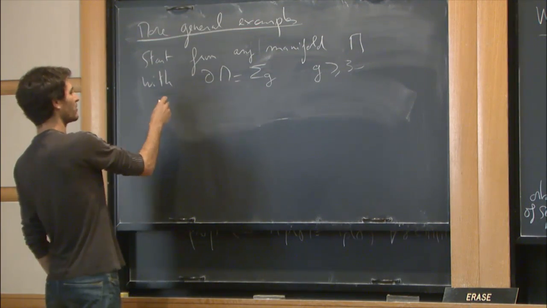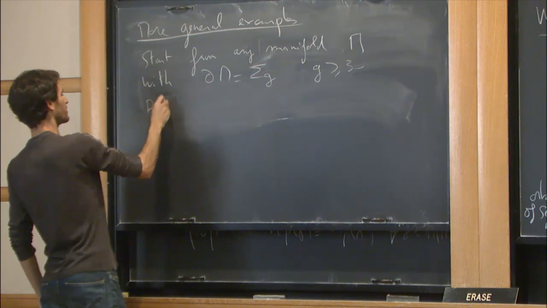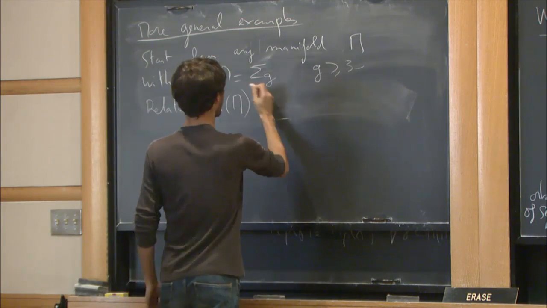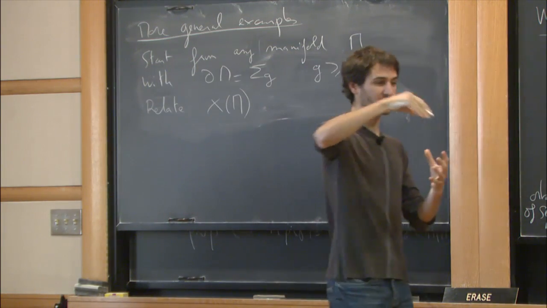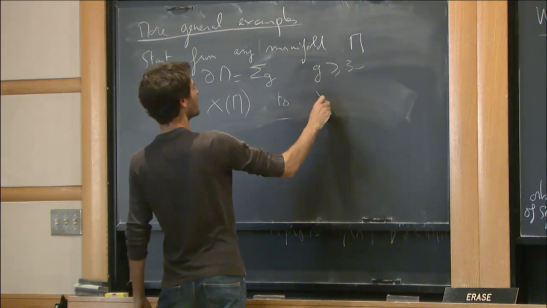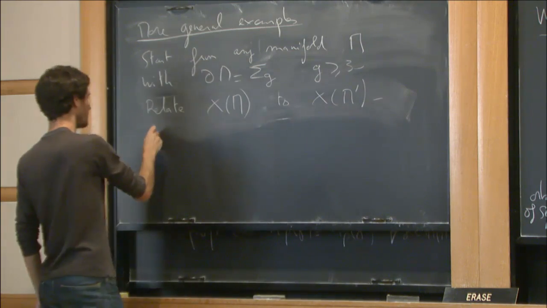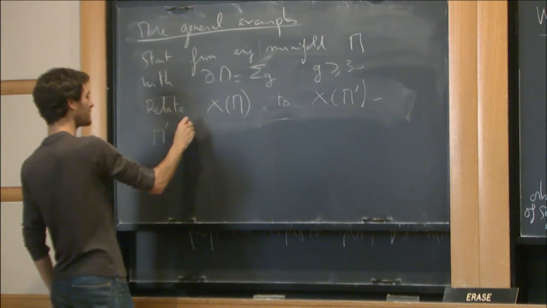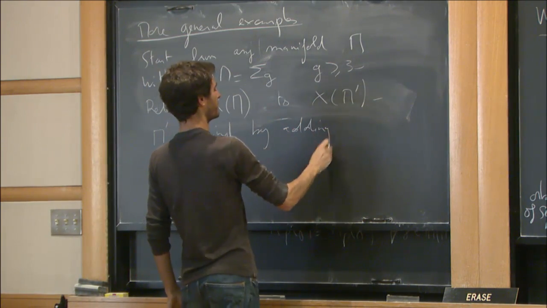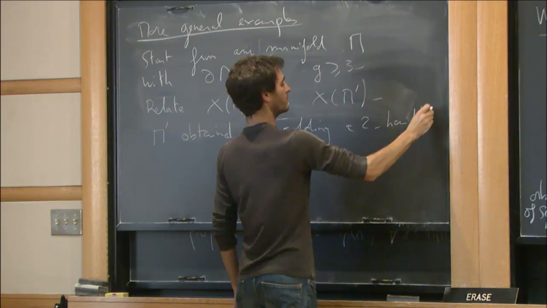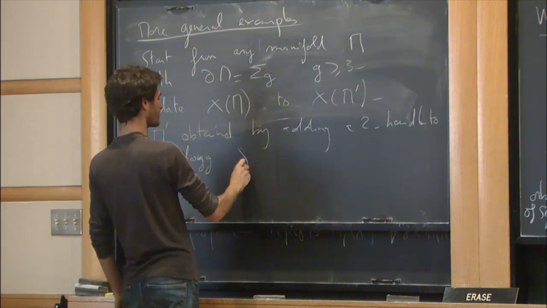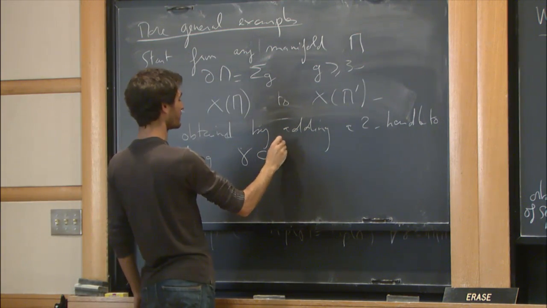So what happens? I would like to relate the character variety of M and the character variety of a manifold, which I construct by gluing a 2-handle to M on the boundary of M, call it M prime. So what is M prime? M prime is obtained by adding a two-handle to M along some curve gamma inside the boundary of M.